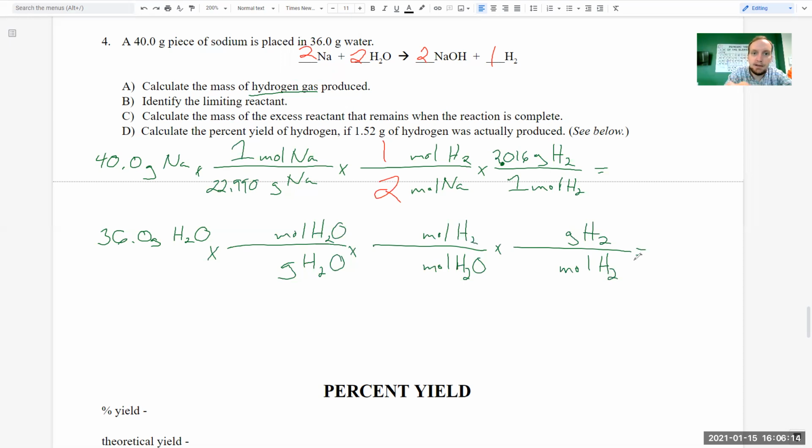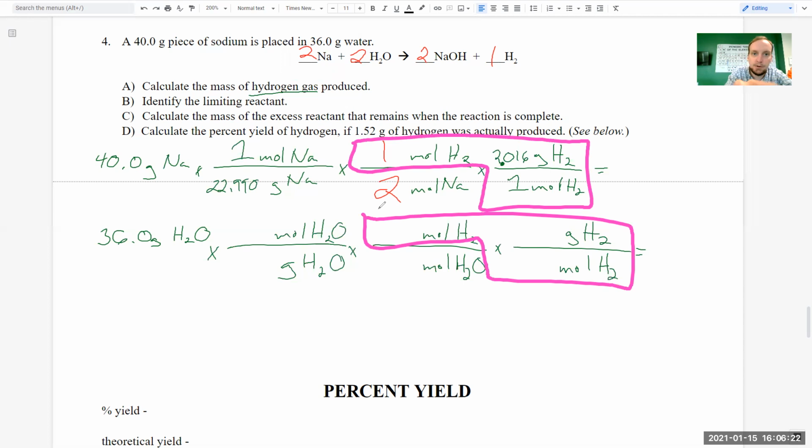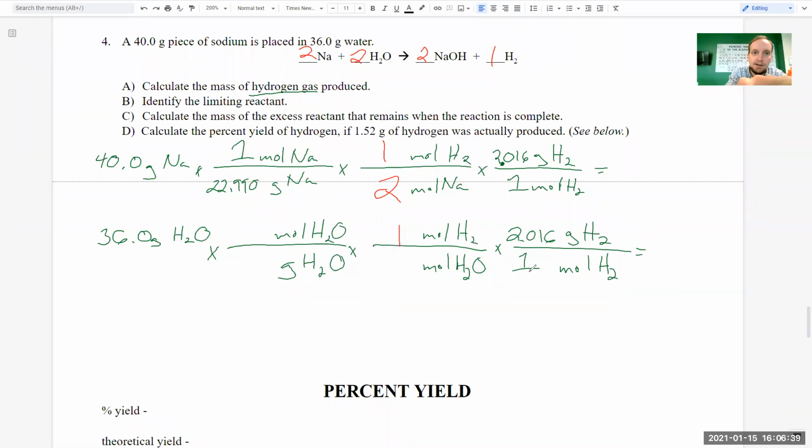Again, remember that these 2 parts right here are identical, right? So in theory, I could just go ahead and copy that, which is exactly what I'm going to do. So I'm going to put a 1 mole here, and I'm going to go ahead and put 2.016, and I'm going to put 1 there, because again, those are going to be the same. All I need to do now is figure out my mole ratio for water.